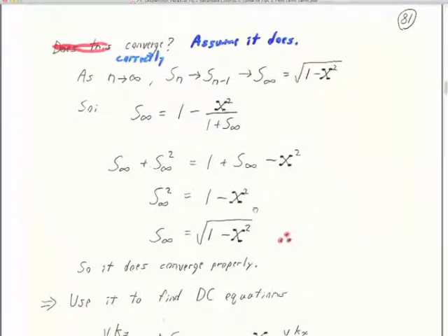Now, we're going to assume this converges, and actually that's not really important. Whether it converges perfectly accurately or not, we're not too concerned. But if it does converge, we want to know that it converges to the right thing, the right square root. So as n goes to infinity, if it converges, then S at n becomes more like S at n minus 1. If it's converging, the further iterations shouldn't change it very much. We could call that solution S at infinity, and that should be the square root of 1 minus x squared.